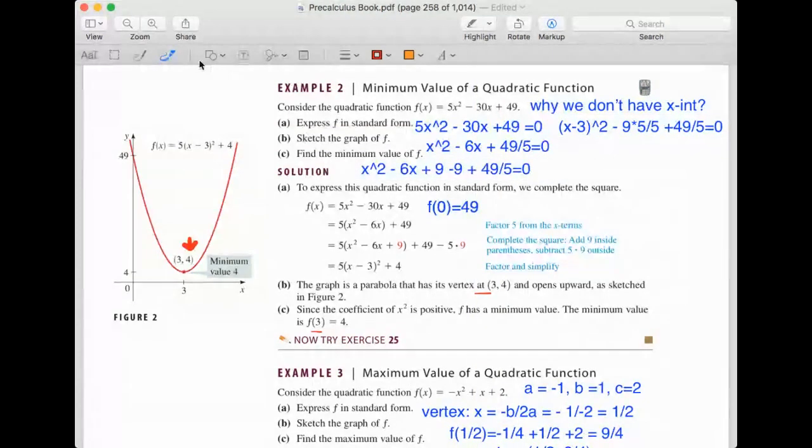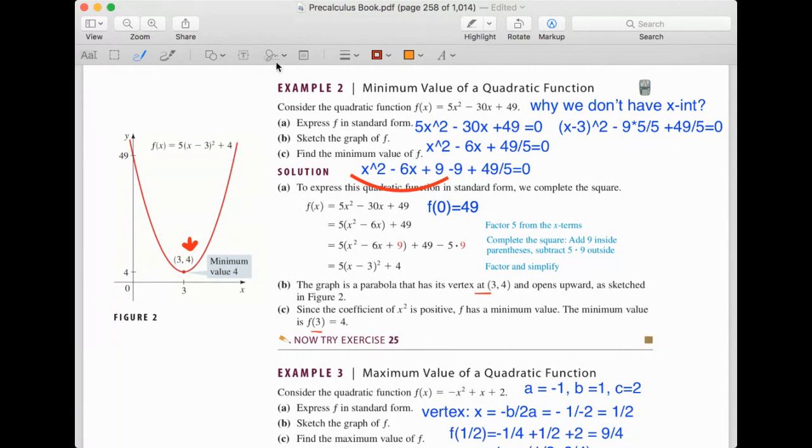Okay, so the first 3 terms, x squared minus 6x plus 9, give me a perfect square, x minus 3 squared. That's exactly why I add 9, subtract 9 here. Then negative 9 becomes 5 times 9, negative 45 over 5. So now I have a common denominator 5 for those 2 terms. Negative 45 plus 49 is positive 4.